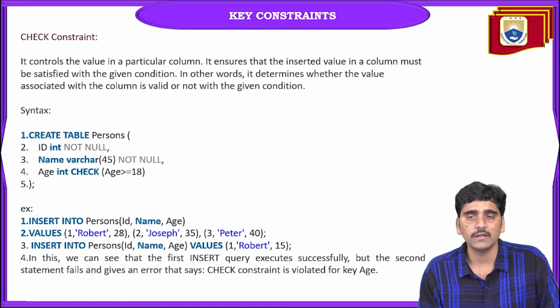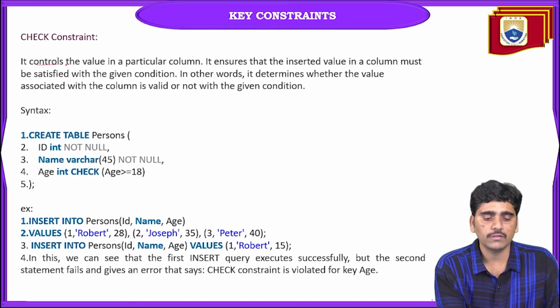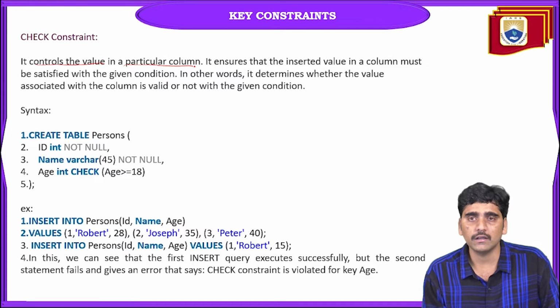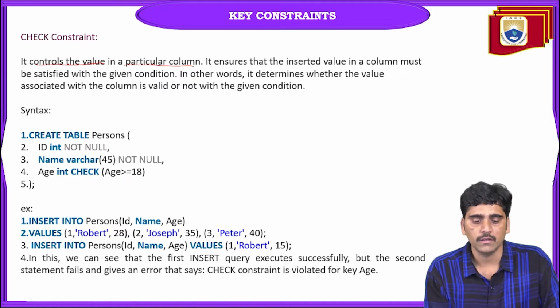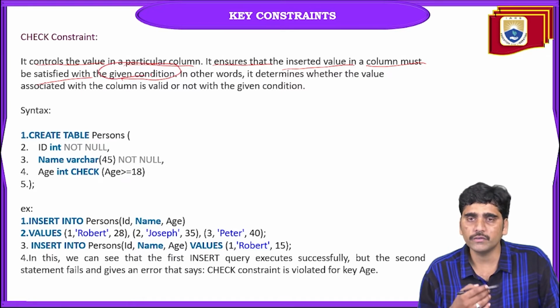And the next one is what? Check constraints. So what do check constraints do? They control the values in a particular column. It means the column may have multiple values, but if you specify a check constraint, it maintains some limit on the values. It ensures that the value inserted in a column must satisfy the given condition.